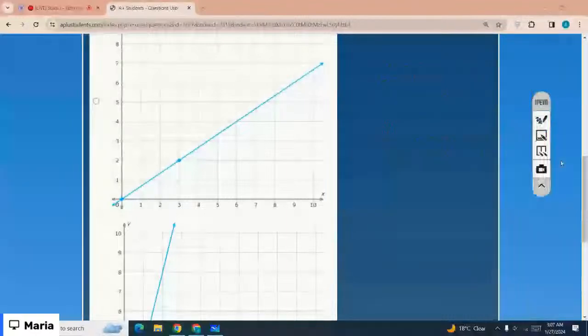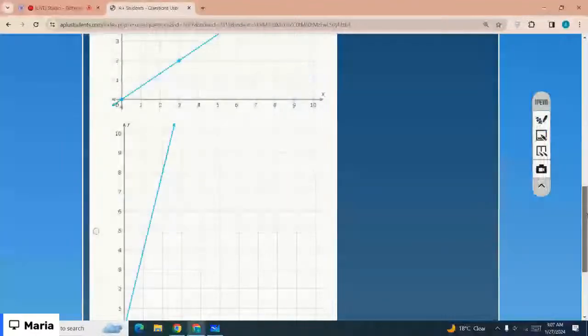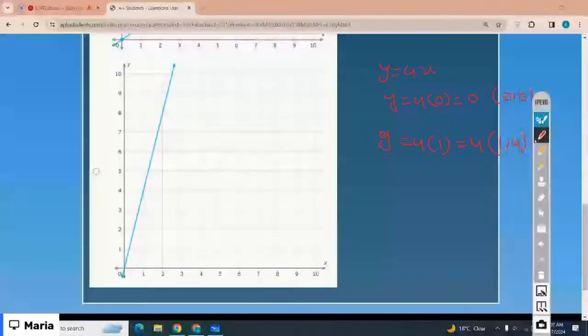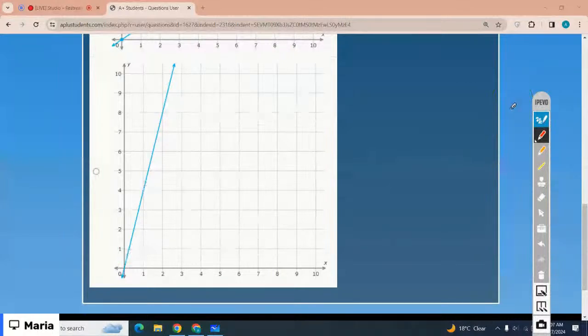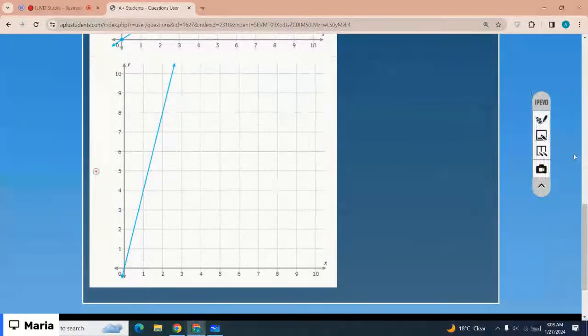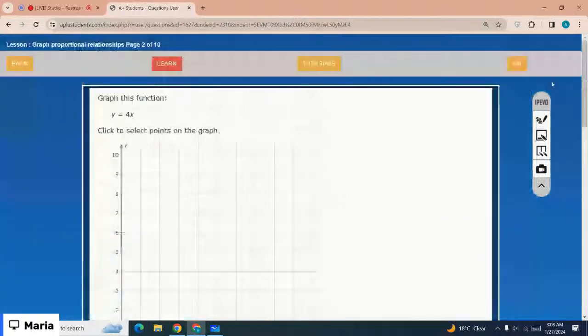Now just look at the second one. Here is the point 0, 0, and here is the point 1, 4, right? That means that is the correct option. The second one is the correct option. Got it? Option number 2 is the correct option.